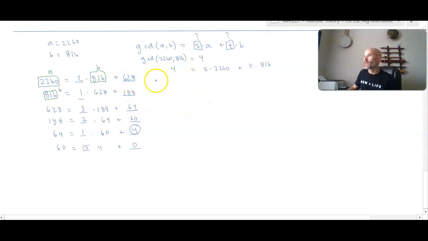Okay, so first step is to write out the first 2 lines. So what we want to do is solve for the remainder, because remember, we're going to be plugging that in right here for 628. So in the first line, we have 628 equals, subtract away the 2b, so we'll have A minus 2B. Perfect. You can always double check, 2260 in for A, 816 in for B, should perfectly equate out. Do the same thing in the next line. 188 equals B minus 1 times 628.